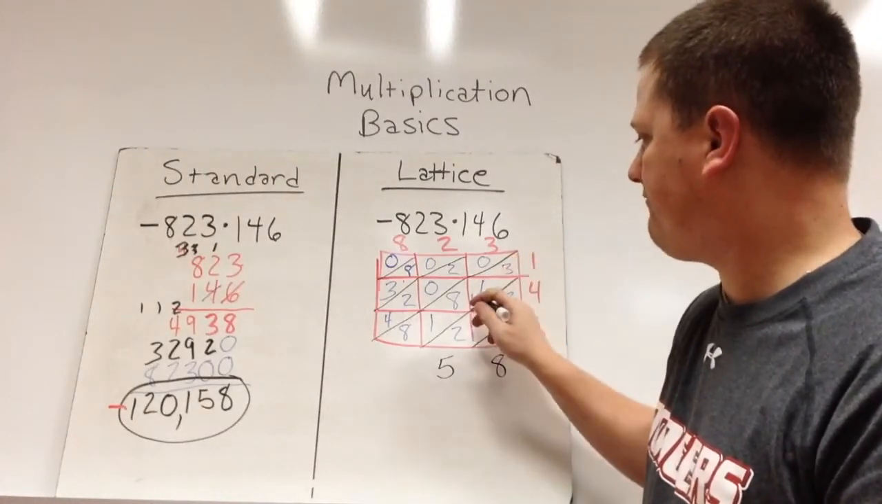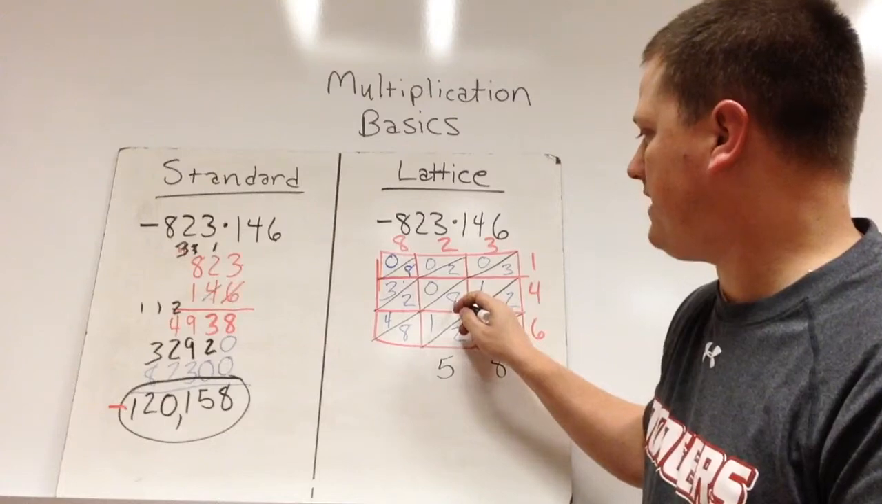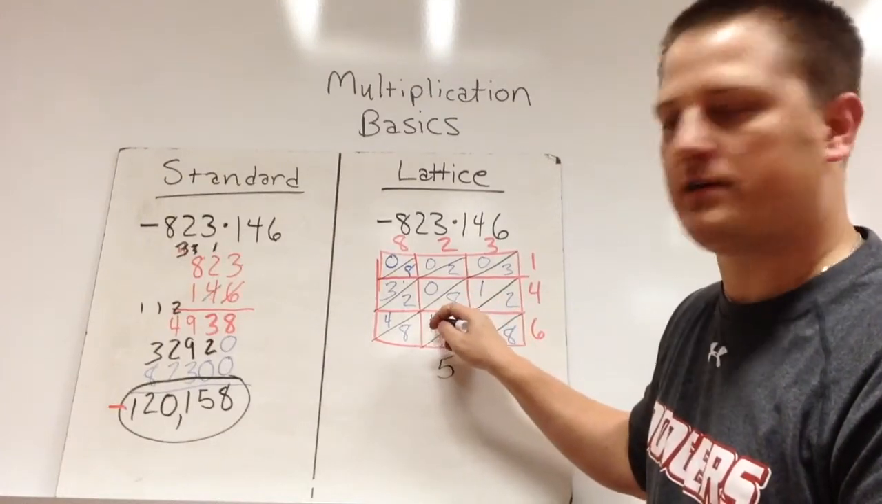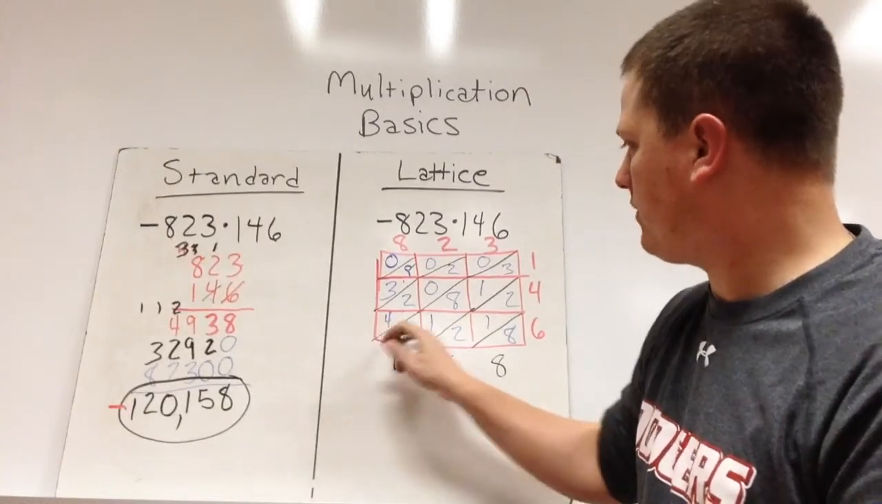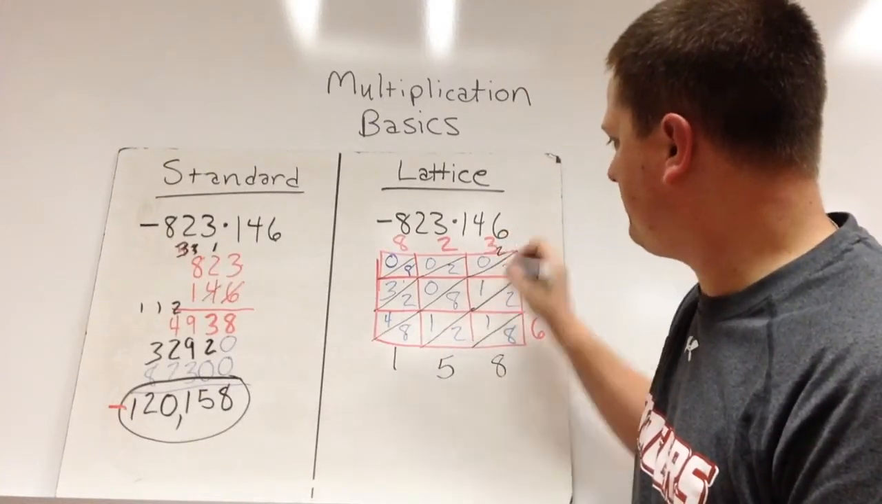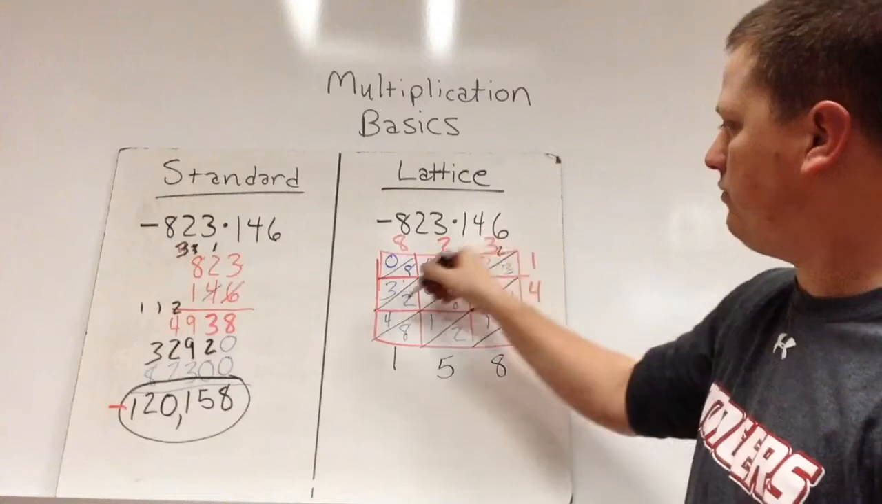3 and 1 make 4. Plus 8 makes 12. Plus 1 makes 13. Plus 8 makes 21. So this is a 1. We're going to bring the 2 up over here. So it's going to go into the new row.